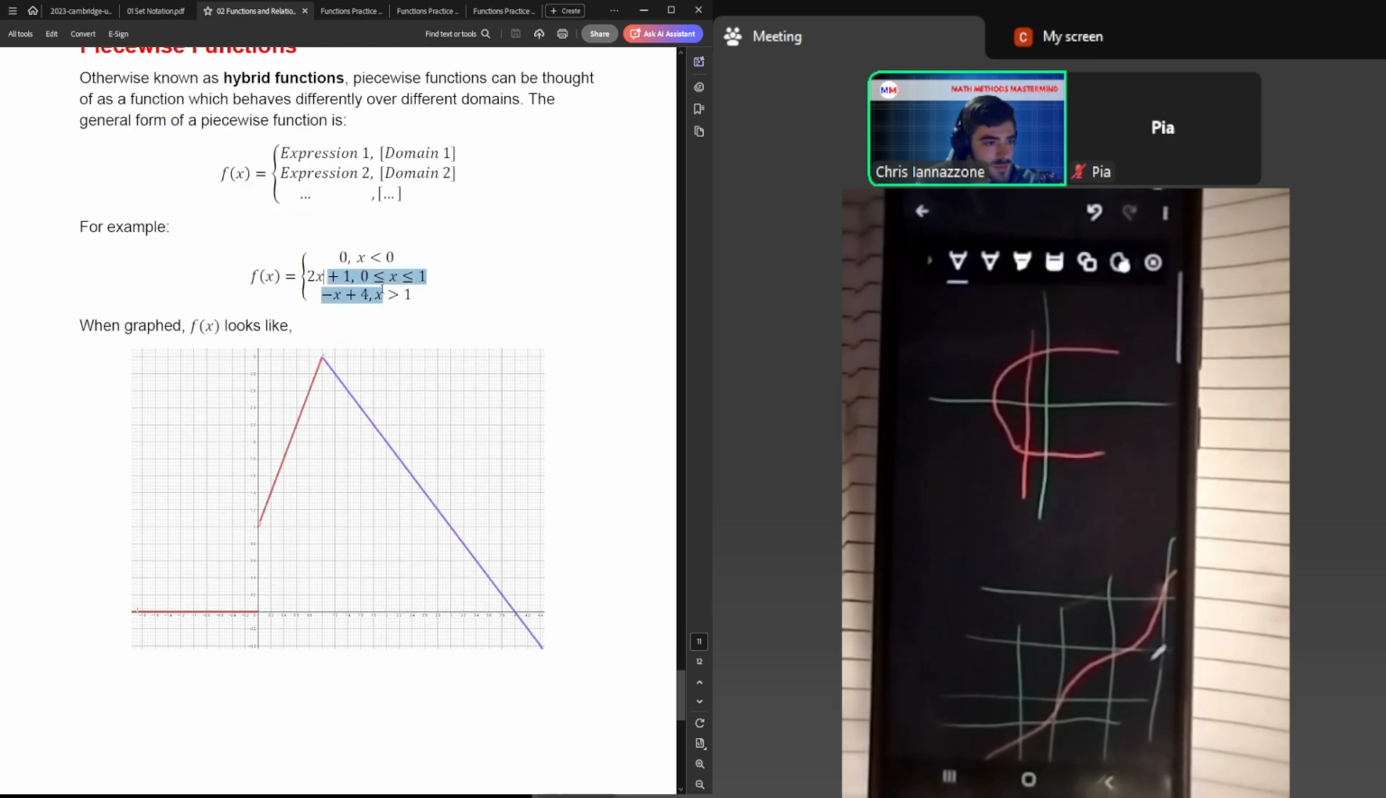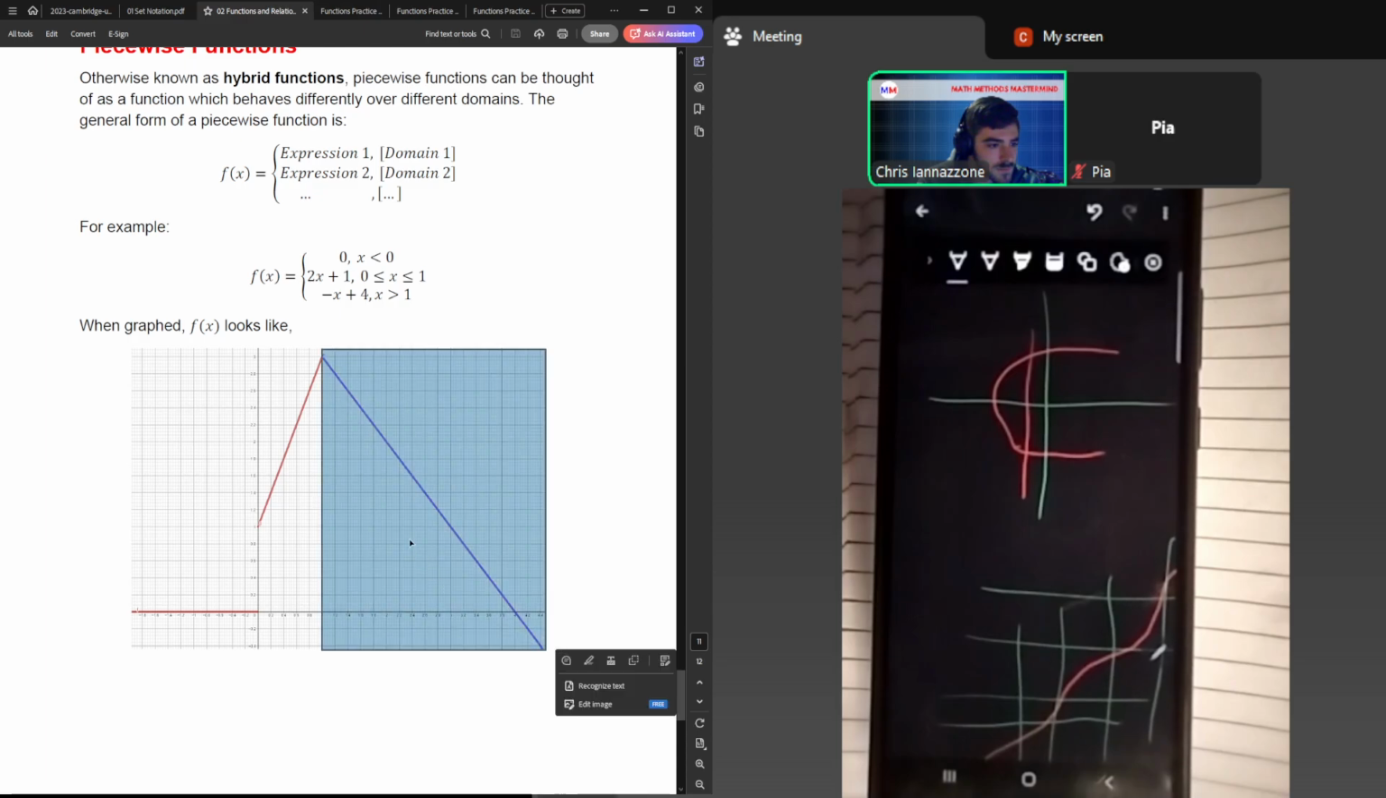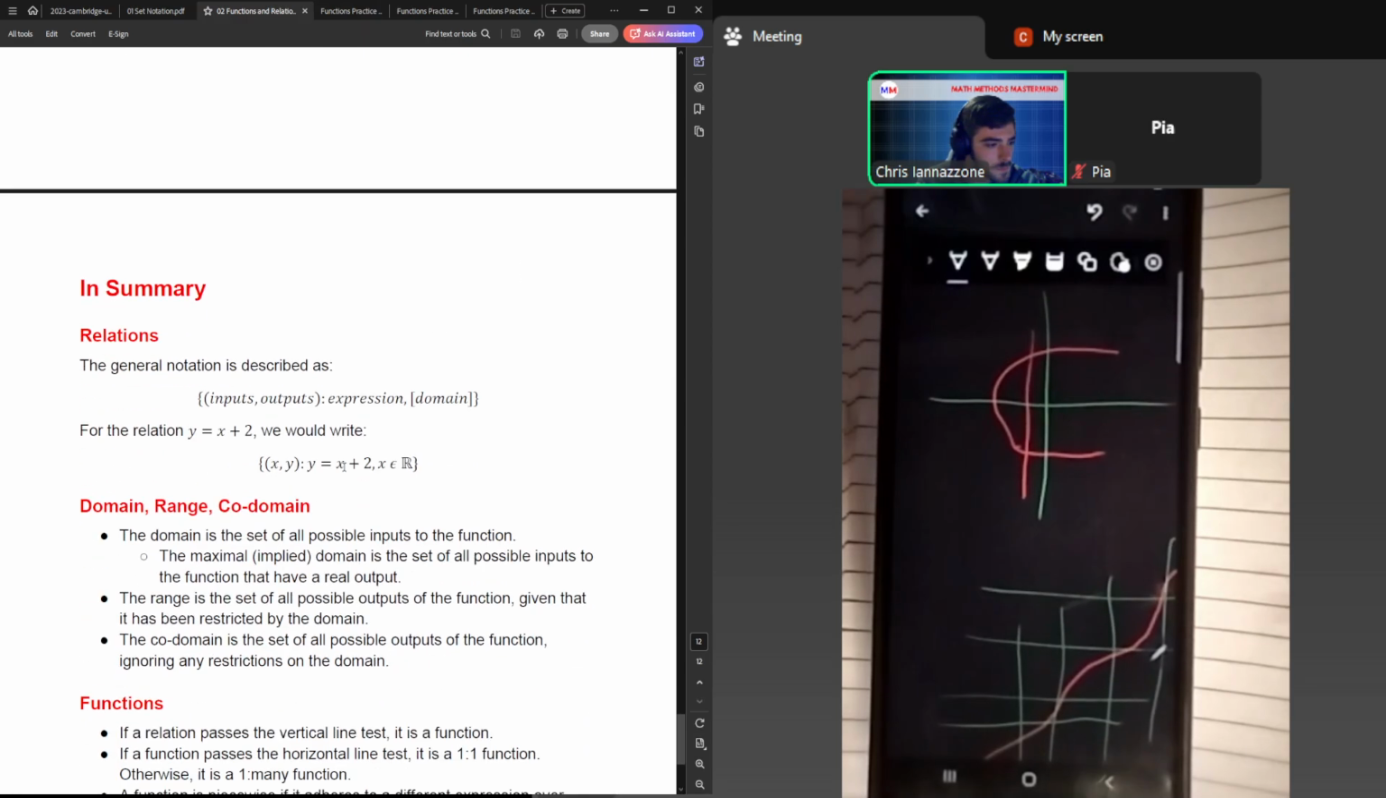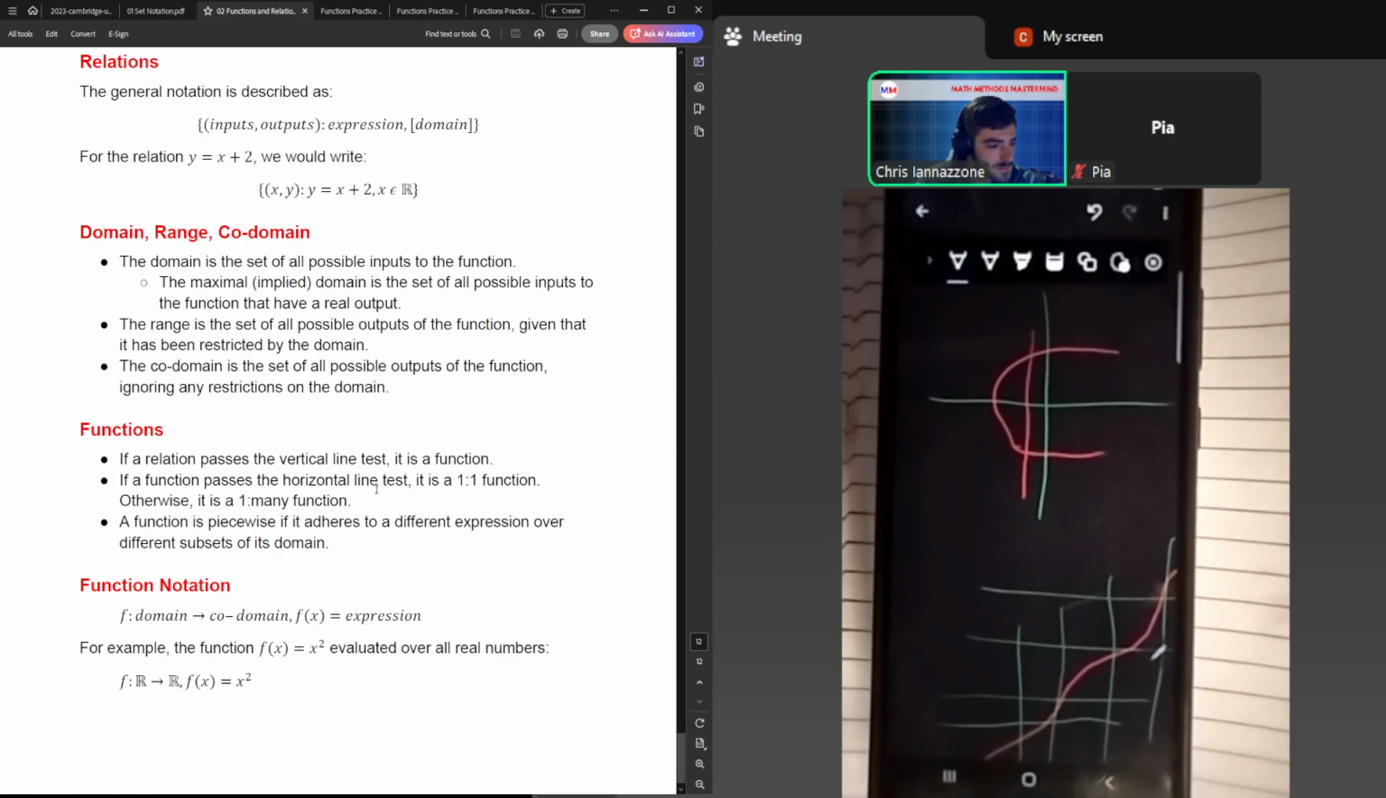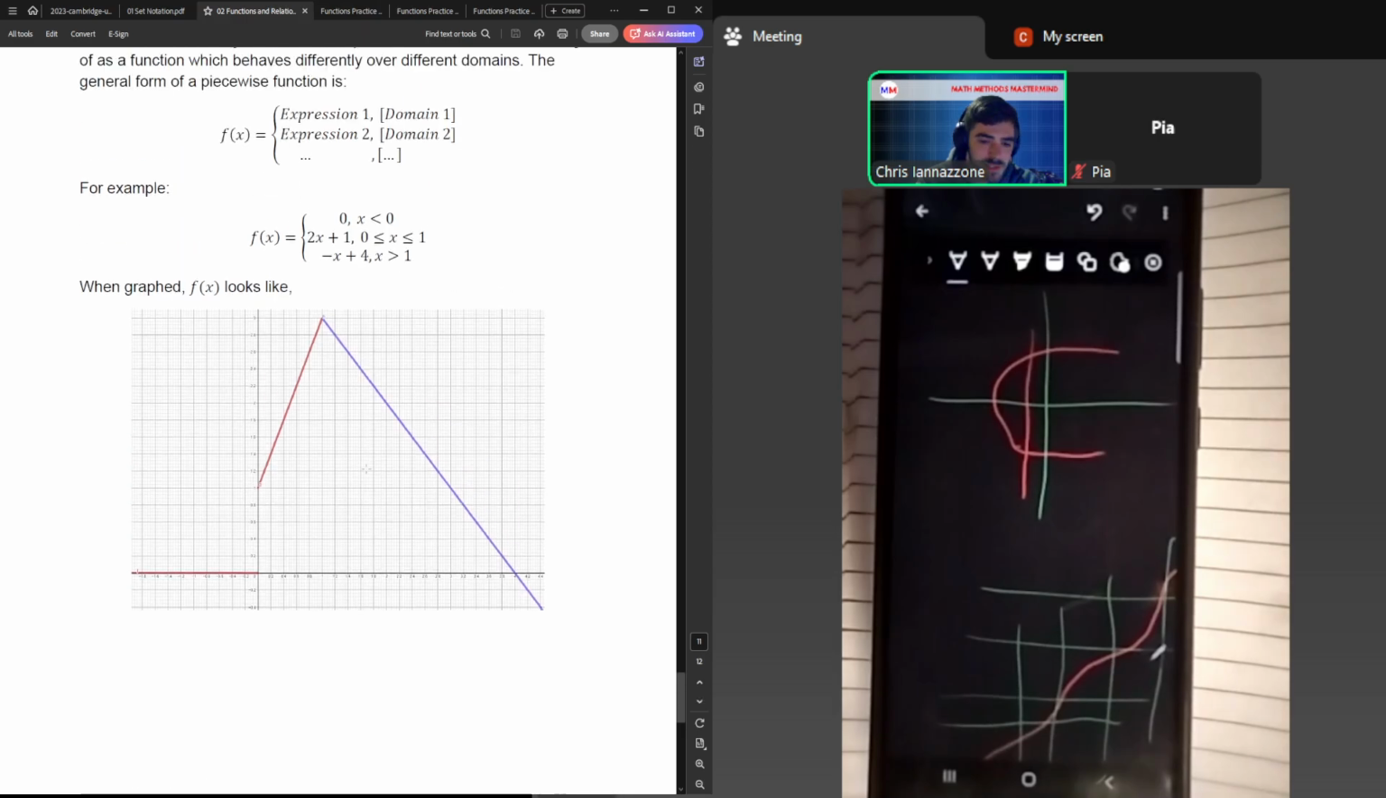So if you look at the piecewise function described in screen share, you've got y equals 0 for all x less than 0. That's going to be this little section in here. Then you've got the graph of 2x plus 1, and it's going to be from 0 to 1. That's that section. And then lastly, minus x plus 4 for everything greater than 1. That's going to be that whole section there. And that's it. Anything to clarify further?